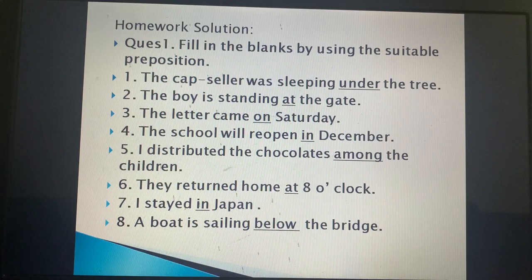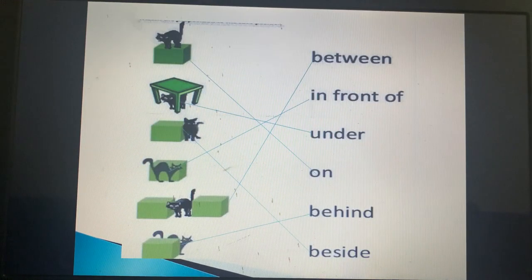among. They returned home at 8 o'clock. जब भी हम कोई टाइम की बात करते हैं तो वहाँ क्या आता है? at. जब भी कोई कंट्री की बात करते हैं तो in. I stayed in Japan. Boat is sailing below the bridge. ब्रिज ऊपर है और बोट नीचे है, उसके नीचे सेल कर रही है. Next is, this I gave you to match, है ना, with the correct position of the cat.